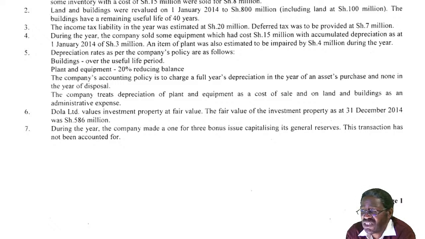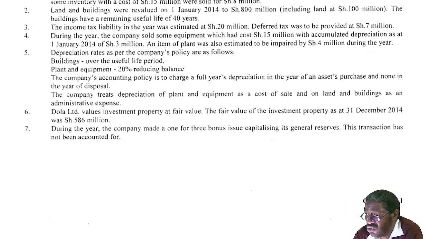Number 5, depreciation rate as per the company's policy are as follows. Building over useful life, plant and equipment 20% reducing. The company's policy is to charge a full year's depreciation in the year of asset purchase and none in the year of disposal. The company treats depreciation of plant and equipment as a cost of sales item and on land and buildings as an admin expense item. That's okay.